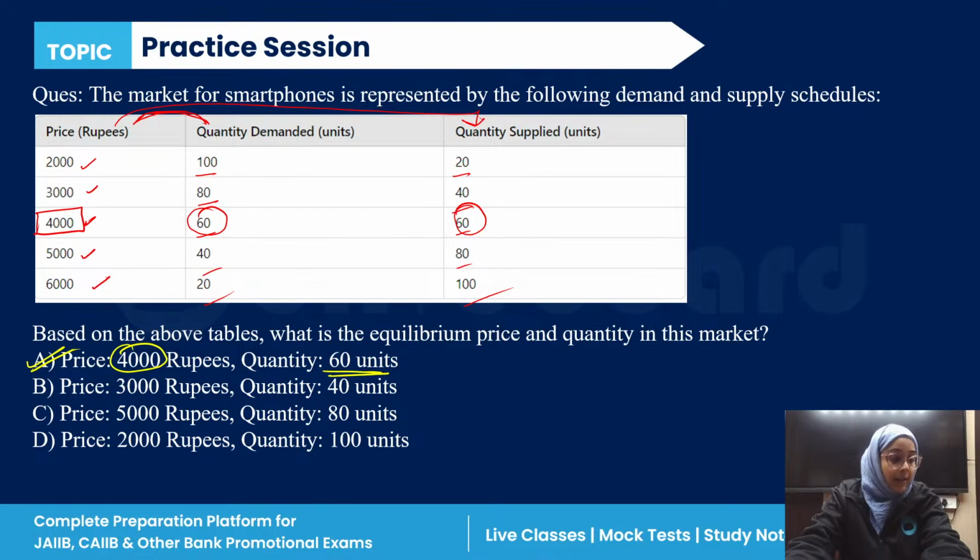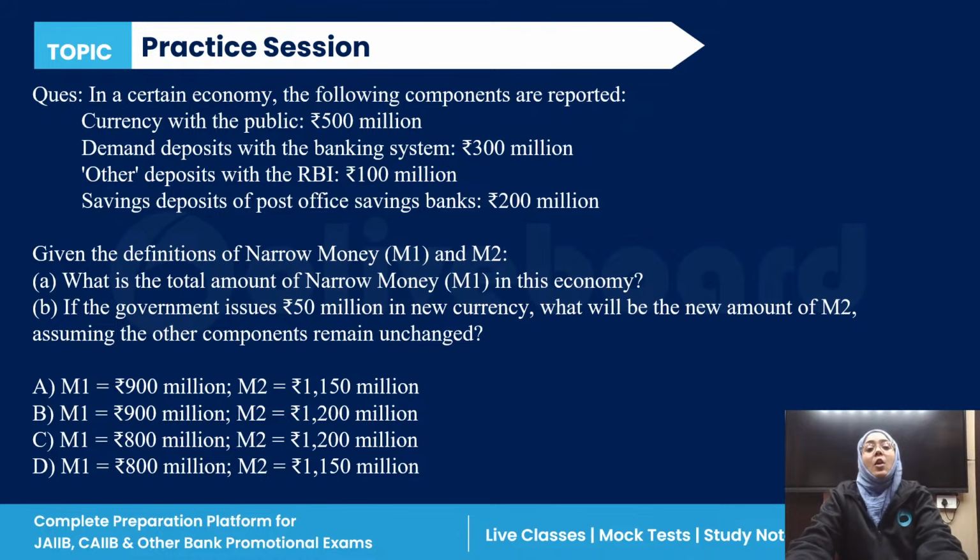Okay, done, everyone. Good. Next question. Now, in a certain economy, the following are the components which are reported. Currency with the public is 500 million. Demand deposit with the banking system is 300 million. Other deposits with RBI, 100. Savings deposit of post office savings banks, 200 million. Giving the definition of narrow money M1 and M2, what is the total amount of narrow money M1 in this economy?